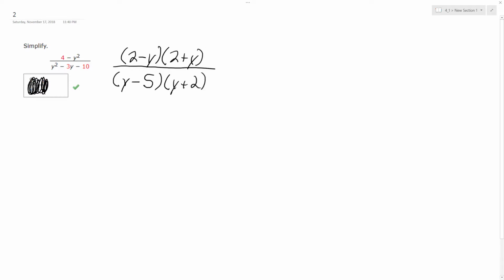And actually, this y plus 2, you can rewrite it as 2 plus y, and it's the same thing. The reason I do this is because you see that this matches up with the top portion, so this cancels this out. And we're simply left with 2 minus y over y minus 5. And that matches up with the correct answer.